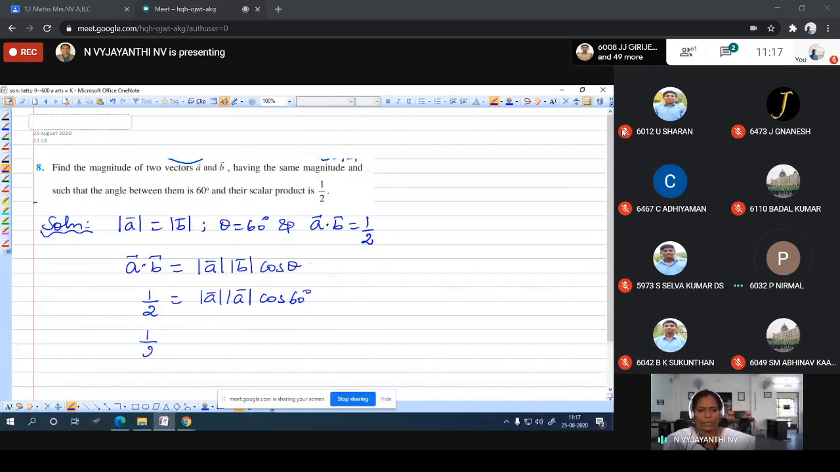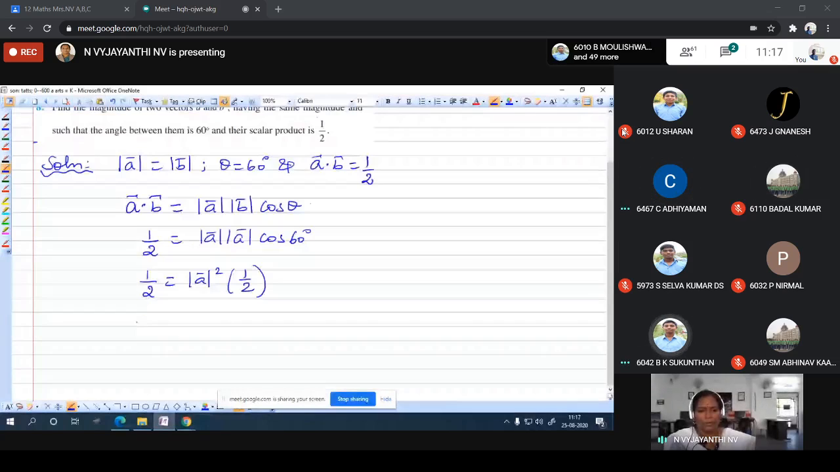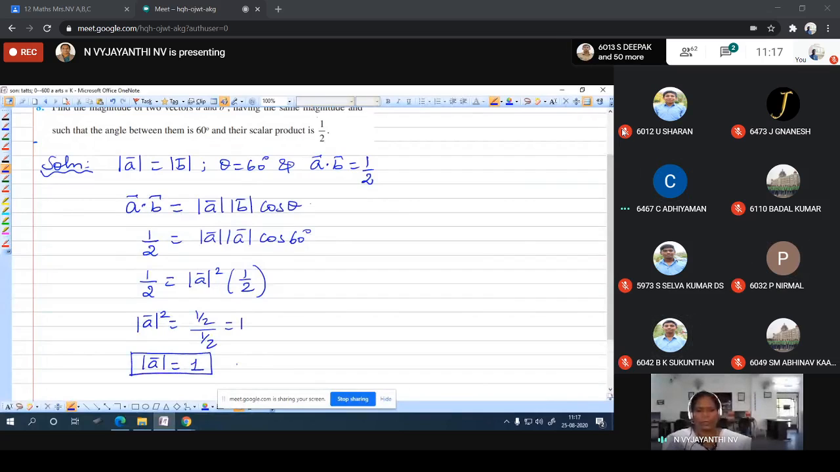Cos 60 degrees is equal to 1 by 2. So modulus of A square will become 1, since 1 by 2 by 1 by 2 is 1. So modulus of A can be plus 1 only, isn't it? Modulus is always positive. So if modulus of A is 1, what will be modulus of B? 1. Modulus of B will also be equal to 1. So have you understood?